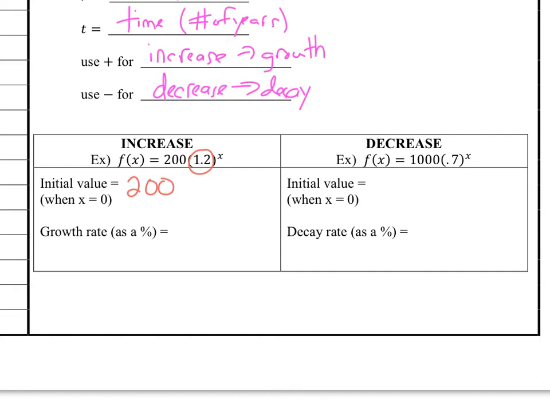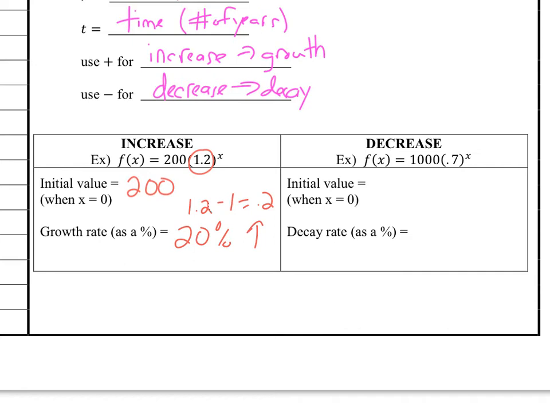So from 1.2, what is going on here? So 1.2 minus the 1, sorry about that, will give us 0.2. Multiply that by 100 is a 20% increase.